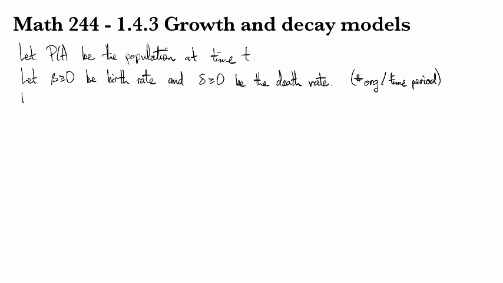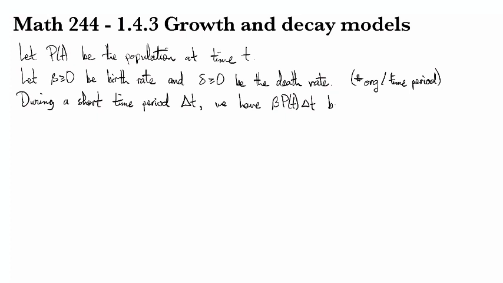So then the idea is that during a short time period, and let's call the short time period delta t, the number of new arrivals we have is going to be beta times population size times time interval, births, and we're going to have delta times population size times delta t deaths.